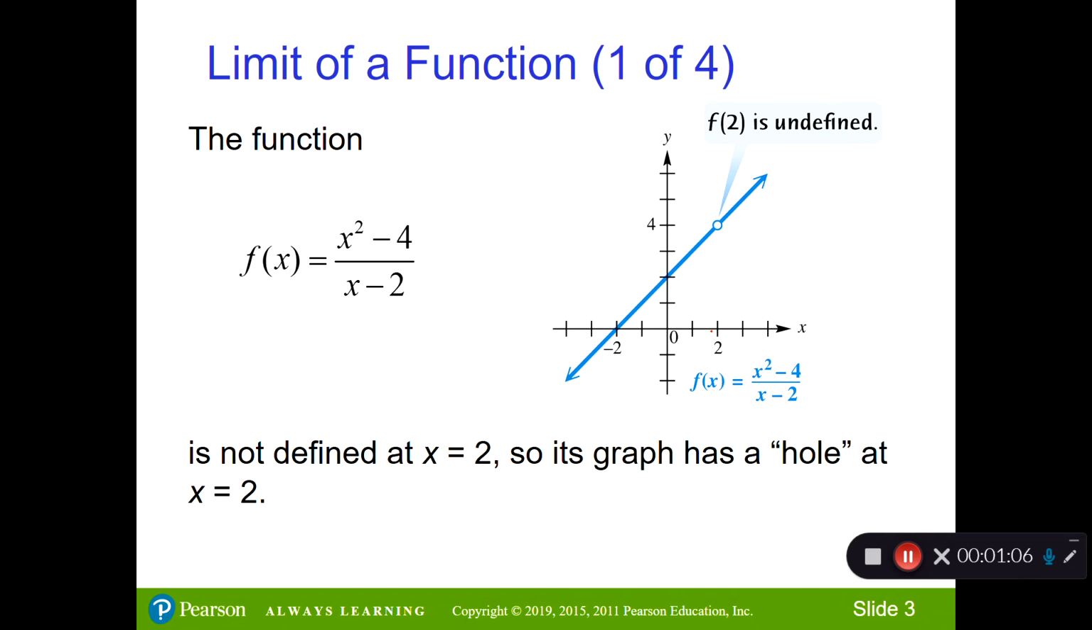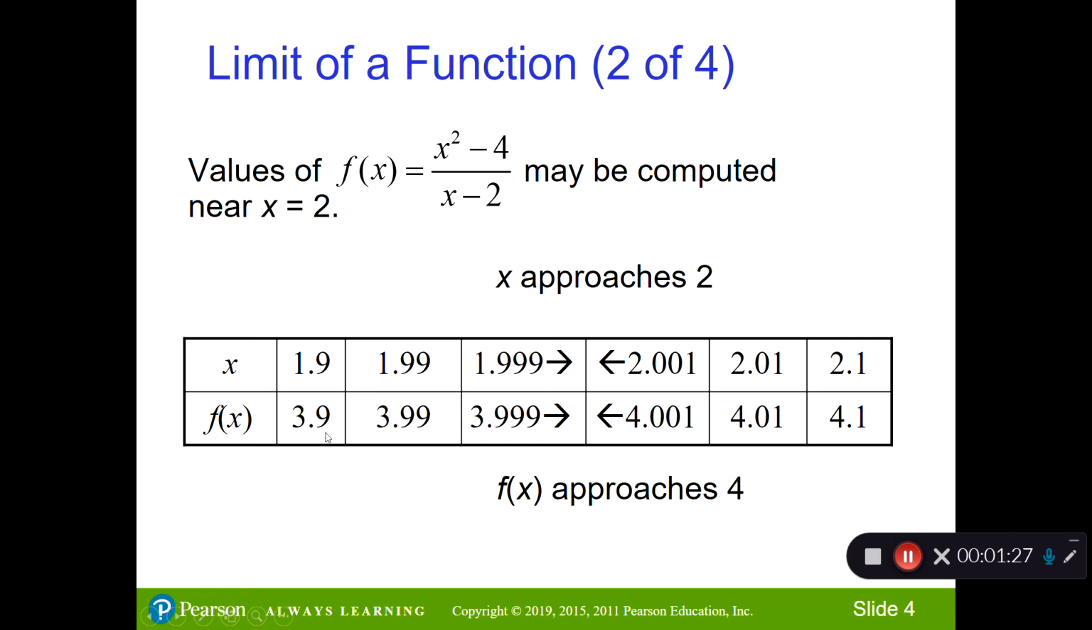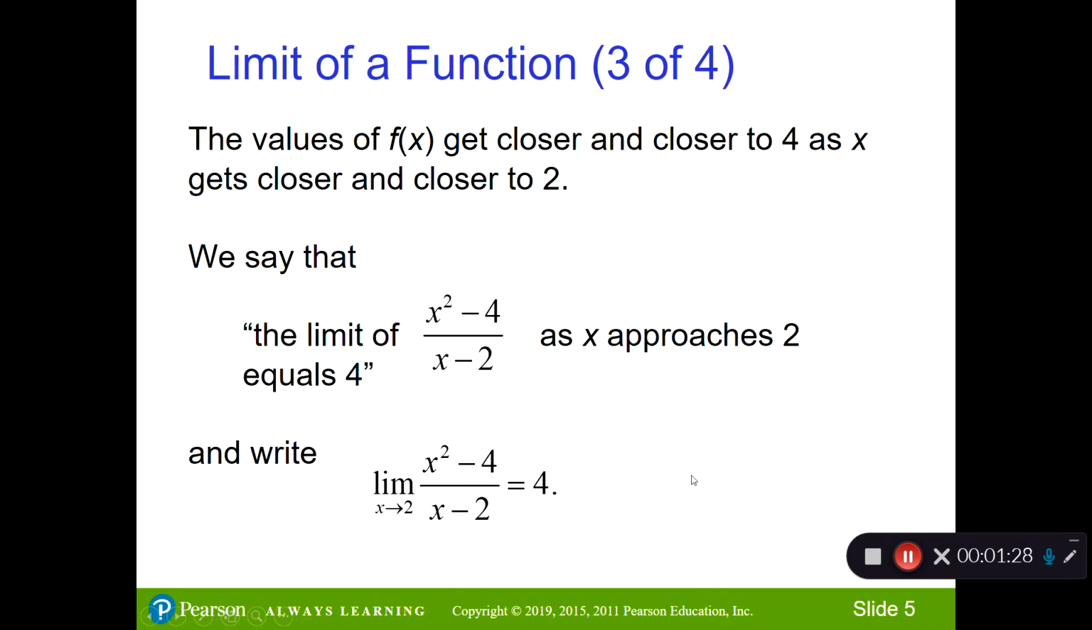Now, notice 1.9 is right here, 1.99 here, 1.999 here, and the y values I'm getting back correspond to these values right here. On the other side, the 2.1 is right over here, and the 2.01 and 2.001, and these y values up here are the values that we're getting back. In this case, we see both sets of y values are getting closer and closer to the y value of 4. So we write the limit as x approaches 2 of this function is equal to 4. That's the y value we're getting close to as x approaches 2.